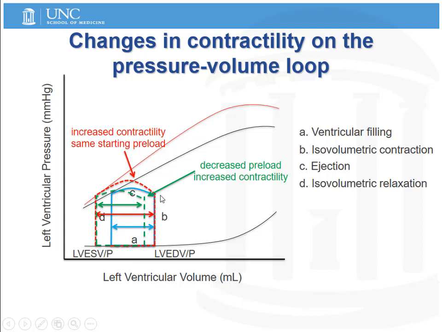Under normal circumstances, decreasing preload would be expected to decrease stroke volume, and you'd have a more narrow loop compared to your normal beat. However, increasing contractility at that lower preload brought the stroke volume back up, and it's actually about the same stroke volume as in the normal beat. So remember, contractility is independent of preload. So increased contractility results in increased stroke volume regardless of the preload value.